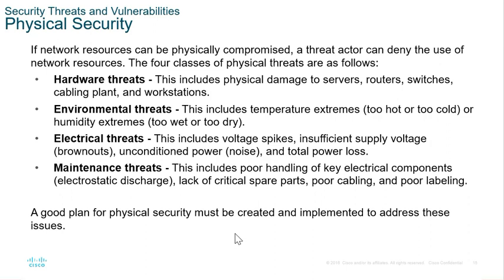Okay, so kita tengok security dari segi physical. The 4 classes of physical threats are the hardware threats, environmental threats, electrical threats, and also maintenance threats.